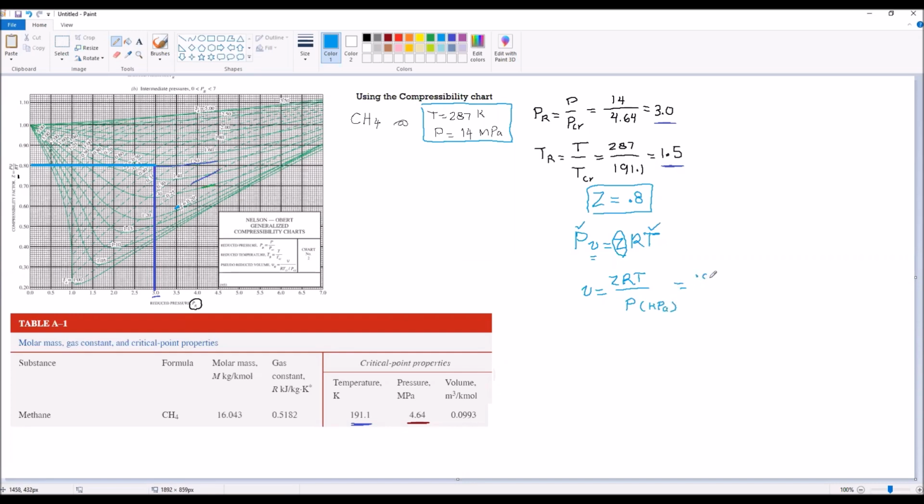The answer is 0.8 times the gas constant, which is here, 0.5182, times temperature 287, divided by pressure converted to kilopascals, which is 14,000. So the answer is 0.0085 cubic meters per kilogram.